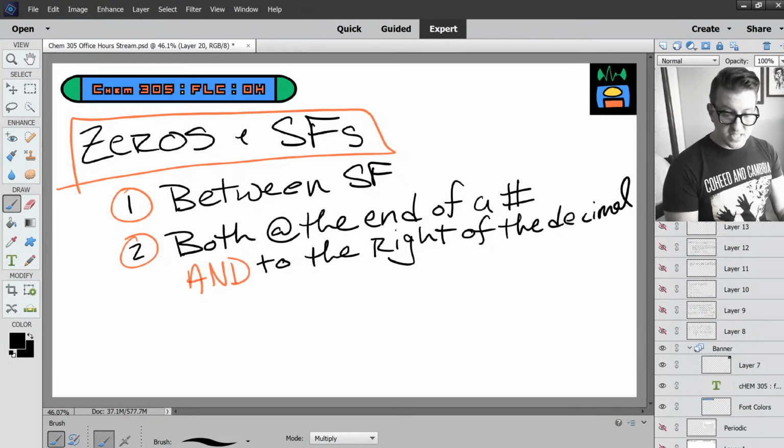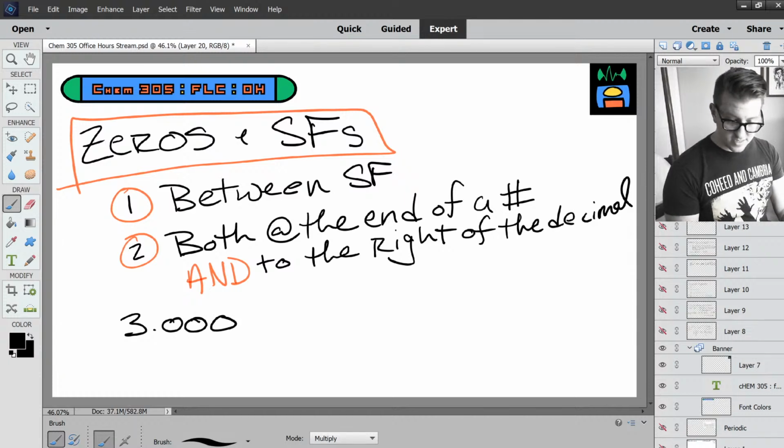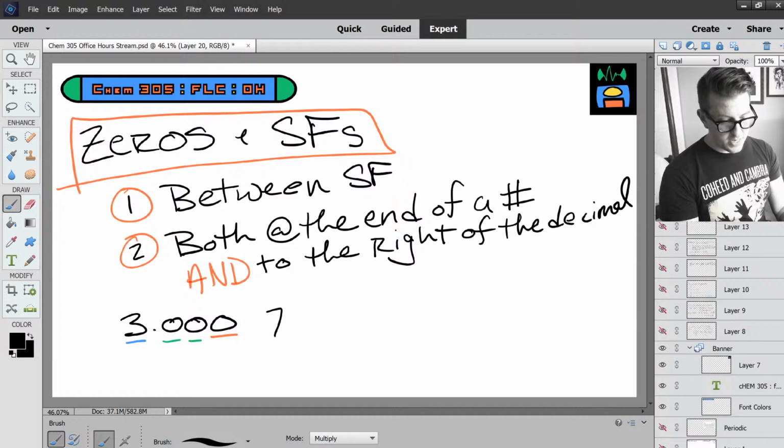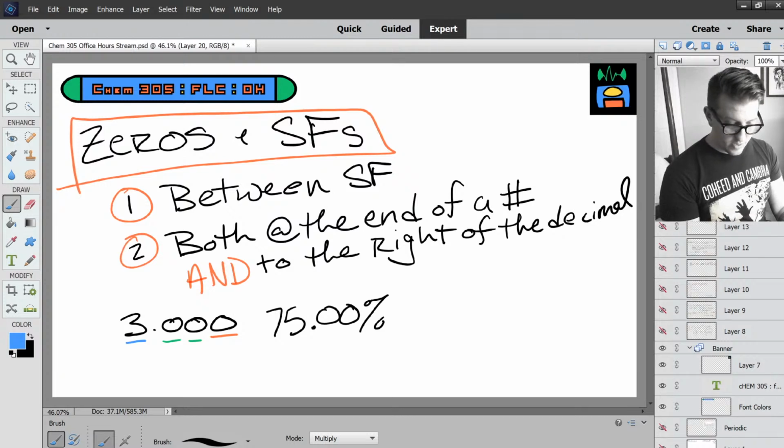So the reason why 3.000 has 4 sig figs is because we have a non-zero, and then we have a 0 that's to the right of the decimal and at the end of the number, and then 2 zeros that are in between significant digits. That's why 75.00% we have 2 non-zeros, 1 0 to the right of the decimal and at the end of the number, and 1 0 in between. So this has 4 sig figs.